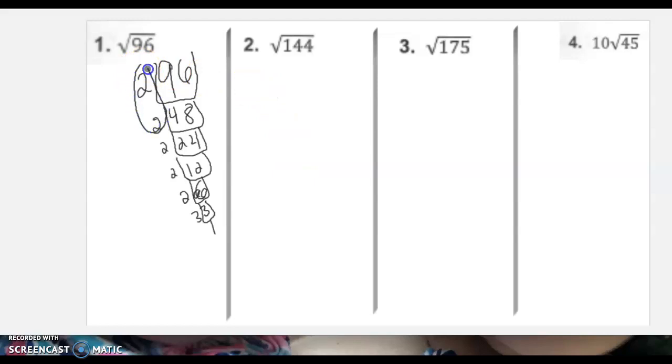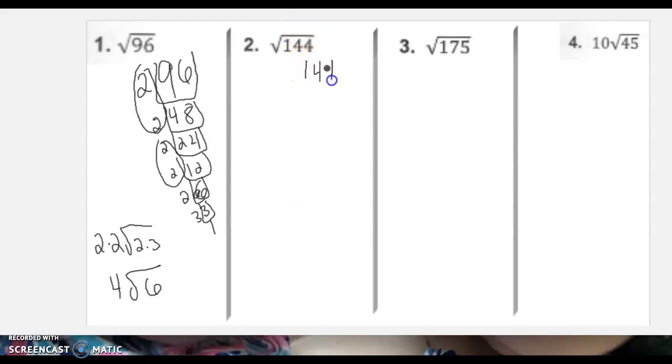And then we're going to circle up our pairs. We have 2 and 2 here. So we're going to bring 2 2s outside of the radical sign, or the house as I like to call it. But we still have a 2 and a 3 left inside. 2 times 2 is 4, and then inside the radical, 2 times 3 is 6. So 4 square root of 6.